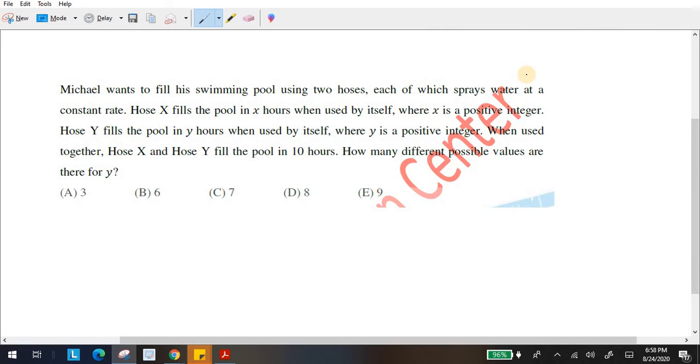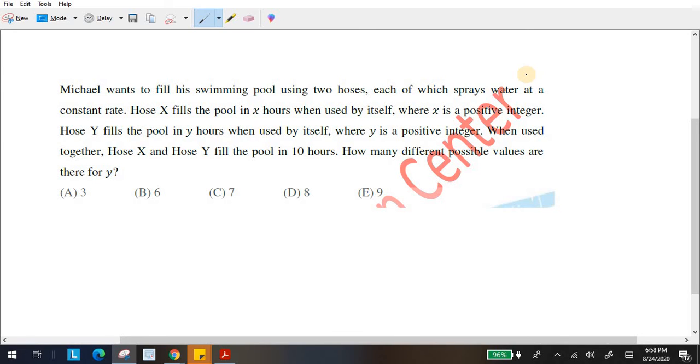Mike wants to fill his swimming pool using 2 hoses, each of which sprays water at a constant rate. Hose X fills the pool in X hours when used by itself, where X is a positive integer. Hose Y fills it in Y hours when used by itself, where Y is a positive integer. Hose X and hose Y together fill the pool in 10 hours. How many possible values are there for Y?